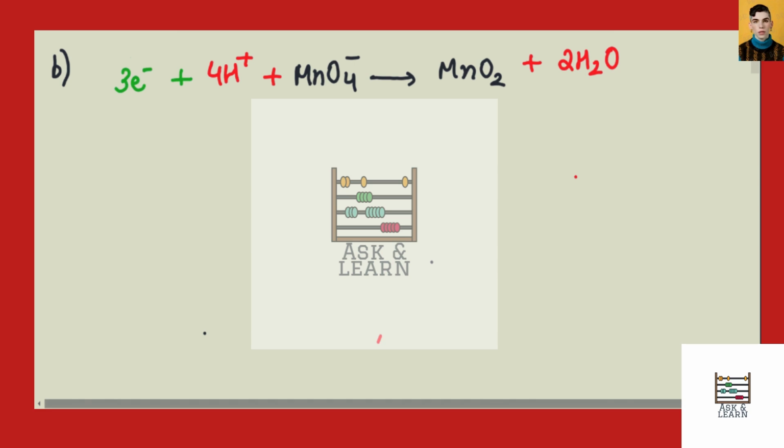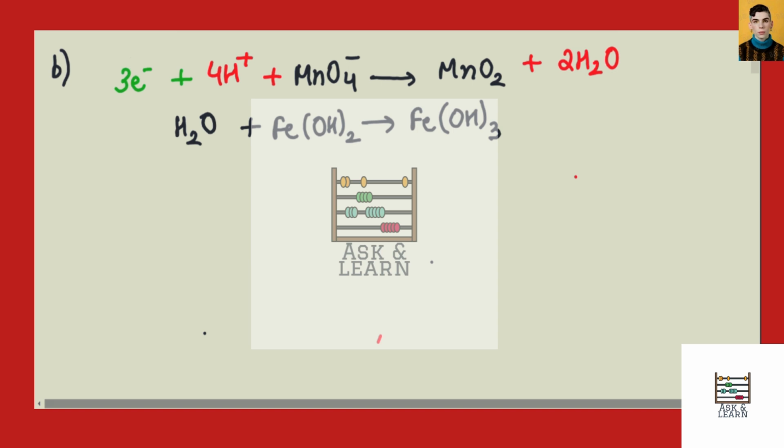Okay, and now we have to balance the second half of the equation, which is Fe(OH)2 goes to Fe(OH)3. To do that we will count the number of oxygen atoms on the left hand side and the right hand side. So on the left hand side we have 2, right hand side we have 3, so we will add one water molecule on the left hand side.